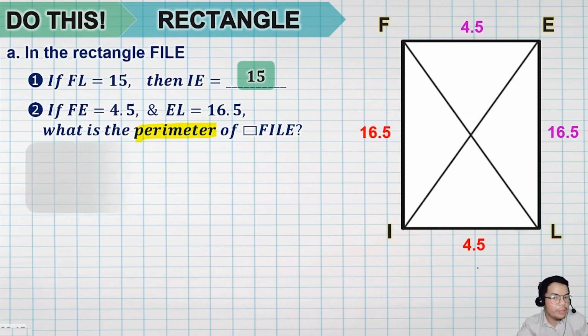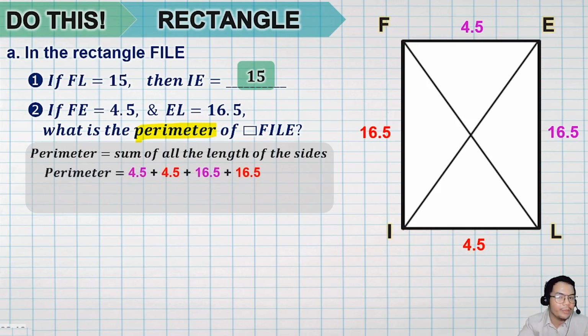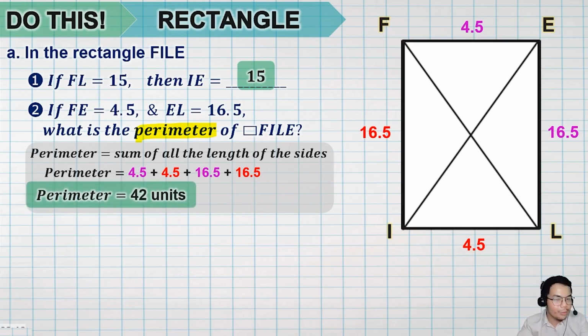That means it will now be easier for us to solve for the perimeter because once again, perimeter is only the sum of all the length of each side of a given polygon. In this case, we have a rectangle. And kumpleto na lahat ng sides natin. So, i-add lang natin siya as 4.5 plus 4.5 plus 16.5 plus 16.5 which will give us a sum equivalent to, very good, that's the correct answer. Or just to be complete, it's gonna be equivalent to 42 units.